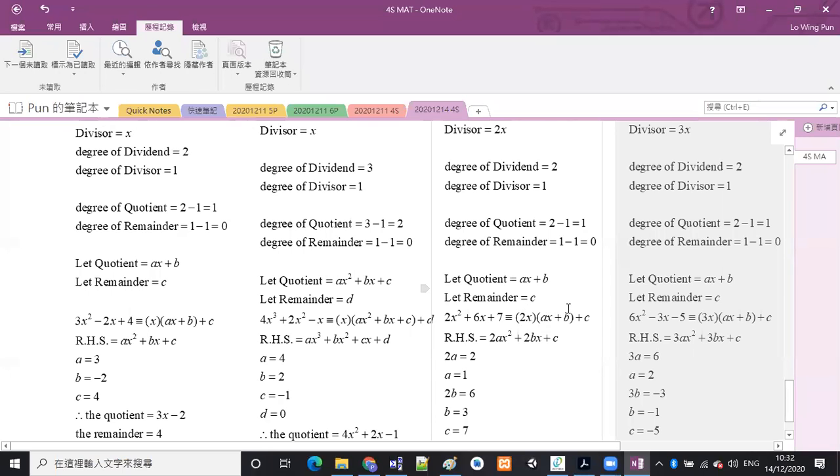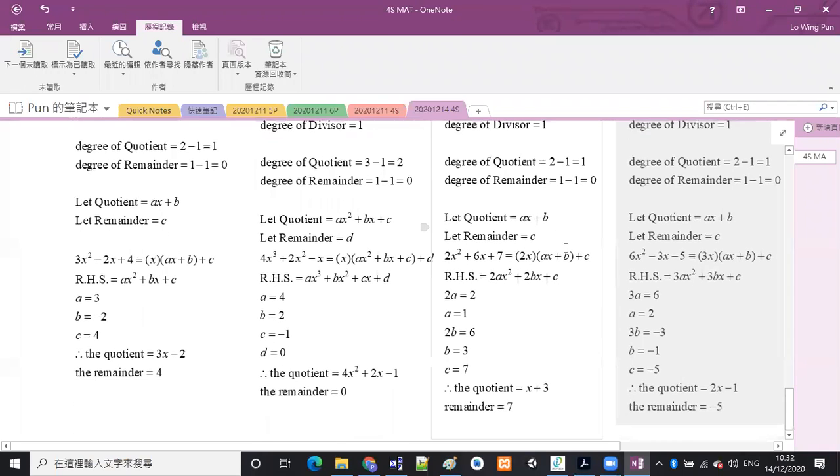So tomorrow we are going to do a little bit more exercise on this, which involves more complicated calculation, involving more terms. Okay, so do you have any problems today?